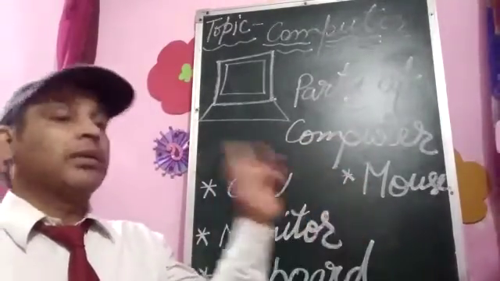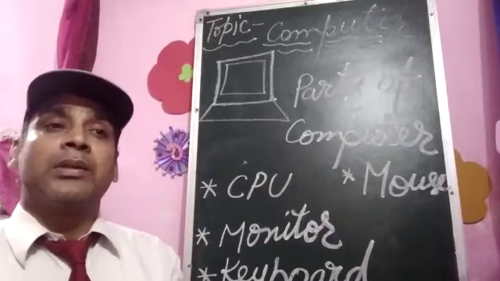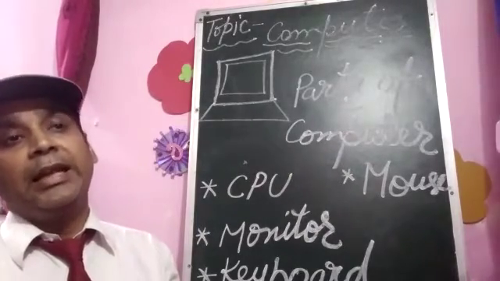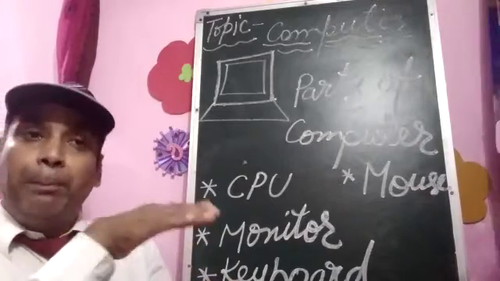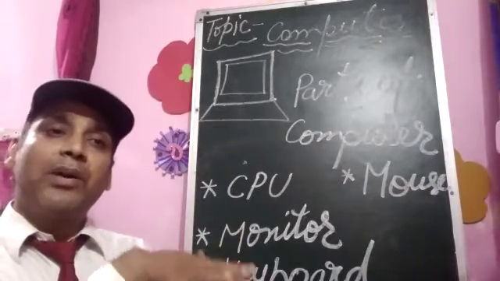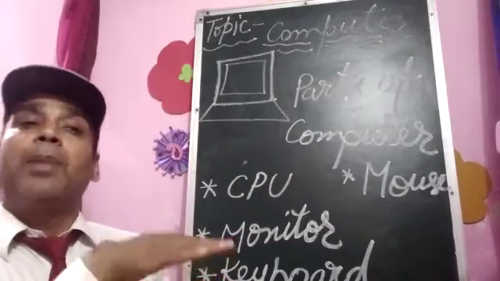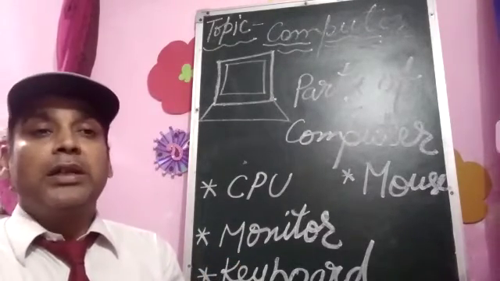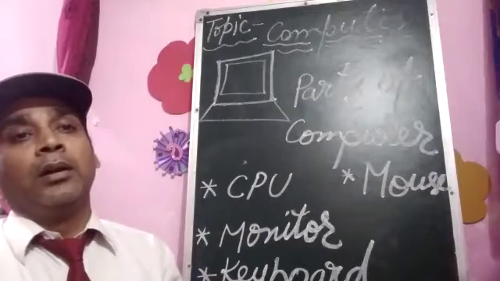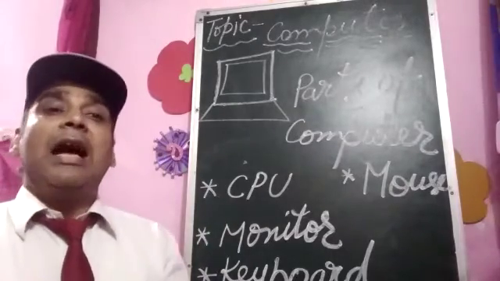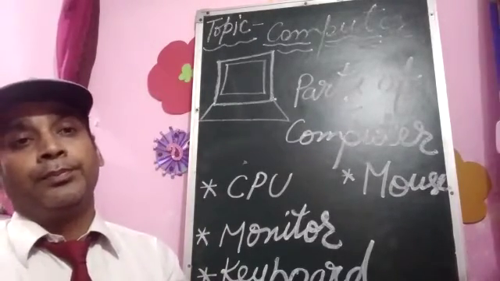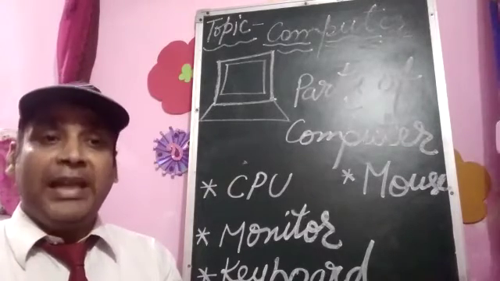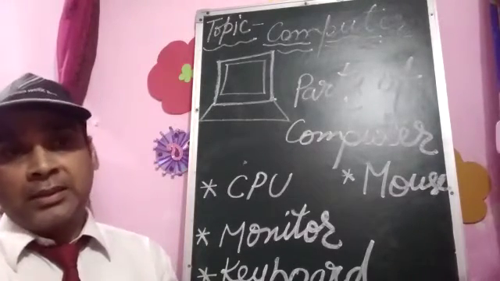Next is mouse. A mouse has two or three buttons. It is always kept on a pad, called the mouse pad. A mouse is used for selecting or pointing towards the icons displayed on a monitor screen. A mouse is also used for drawing, painting, and playing games.